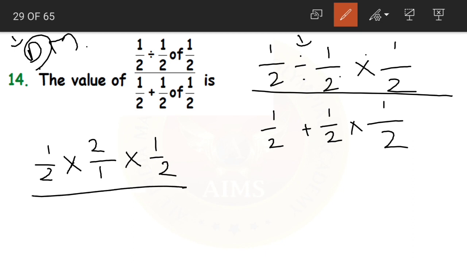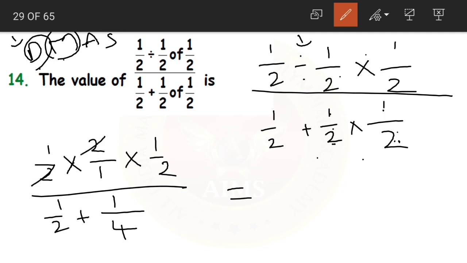And when it comes to the denominator, students, in BODMAS, multiplication comes before addition. So we'll multiply first. 1 by 2 into 1 by 2. This 1 by 2 as it is. 1 by 2 into 1 by 2 becomes 1 by 4. Yes, 2 into 2 becomes 1 by 4.